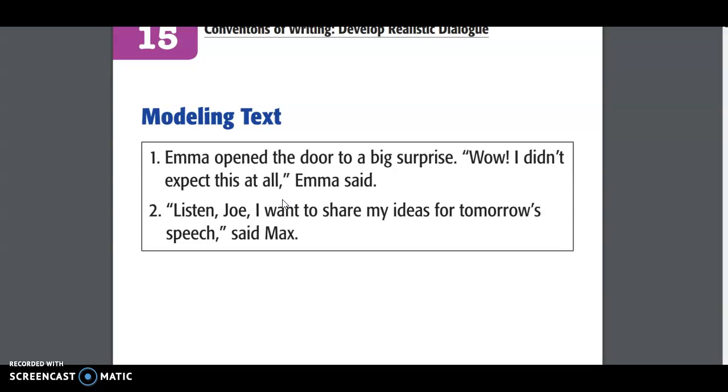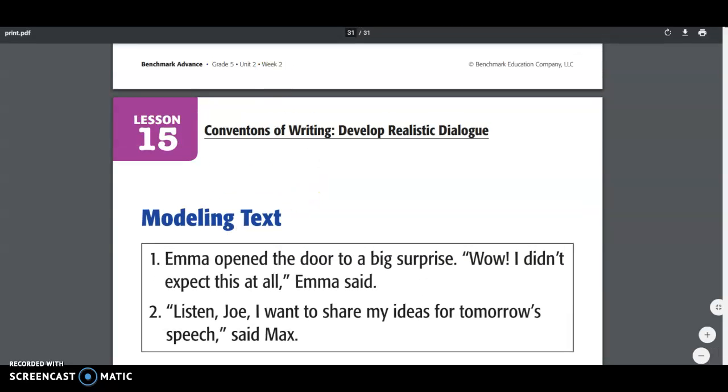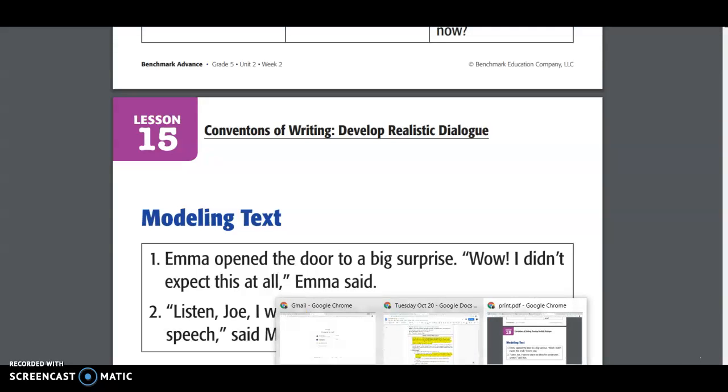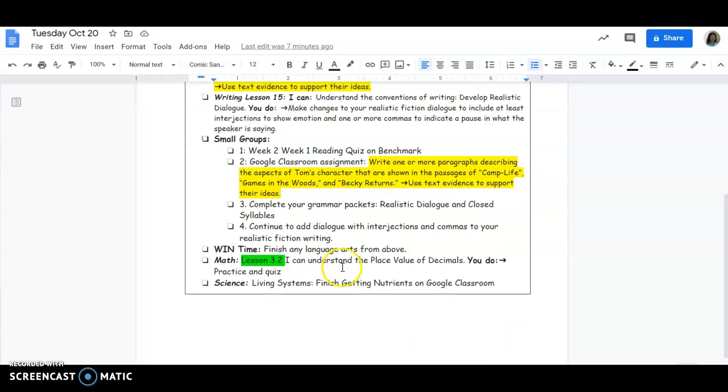Alright, so I'm going to go over your small groups real quick. Okay, so let's go over your small groups. I told you that one of your small groups is going to be finishing this. Here's another thing of your small group.